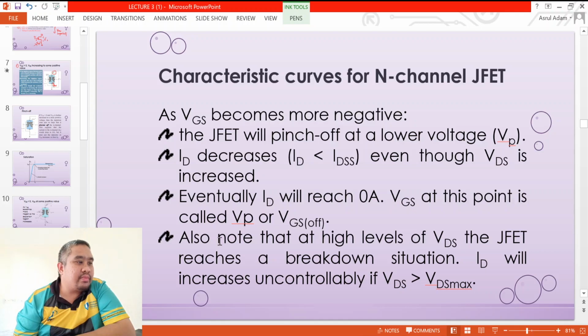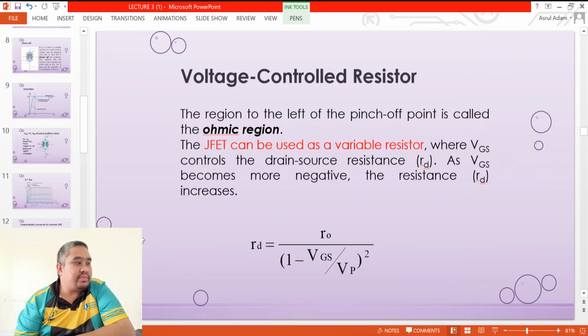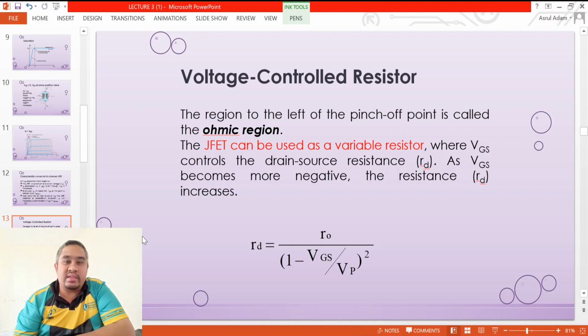We also note that at a high level of VDS, the JFET reaches a breakdown situation, boom. ID will increase uncontrollably if IDSS is greater than VDS max. This is the characteristic curve of the N-channel JFET. Let's move to the next slide.